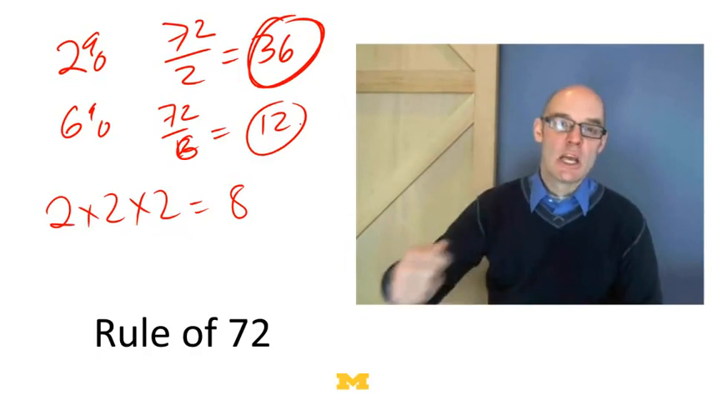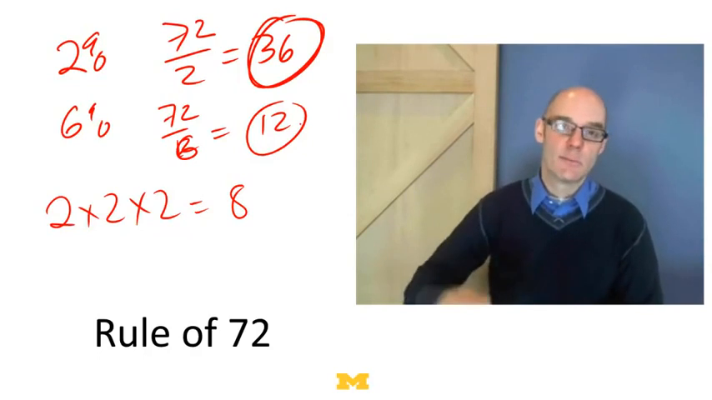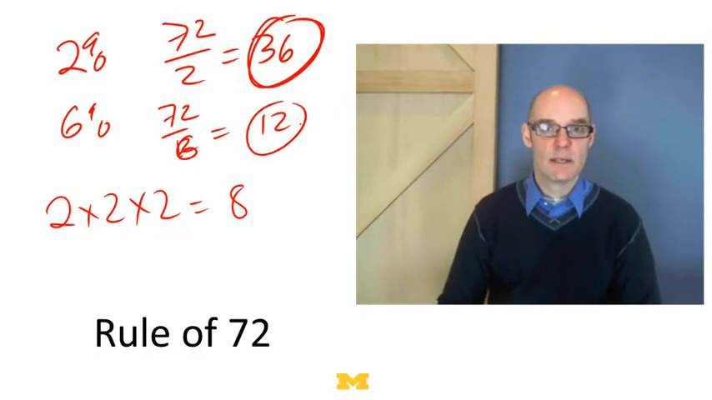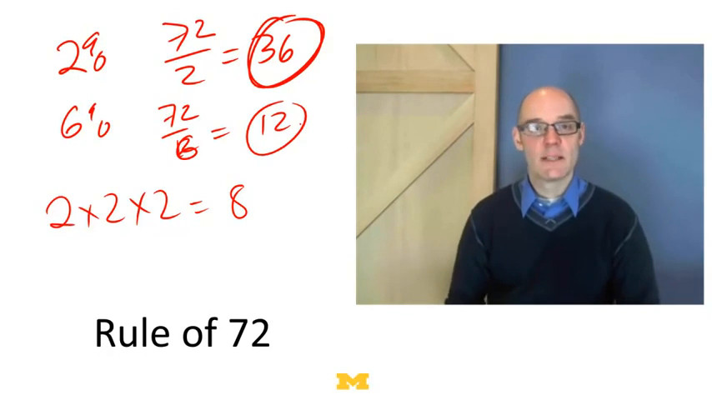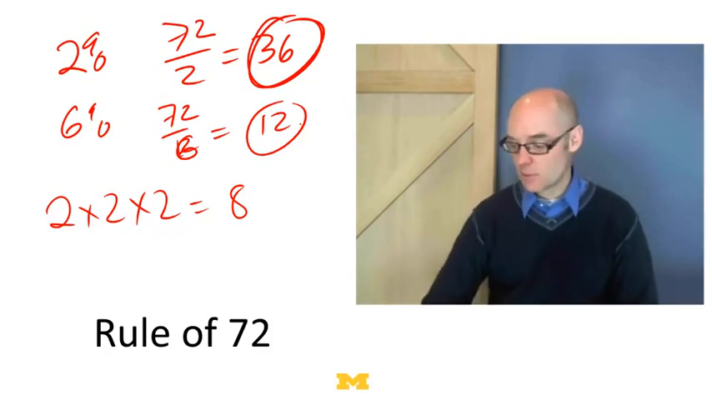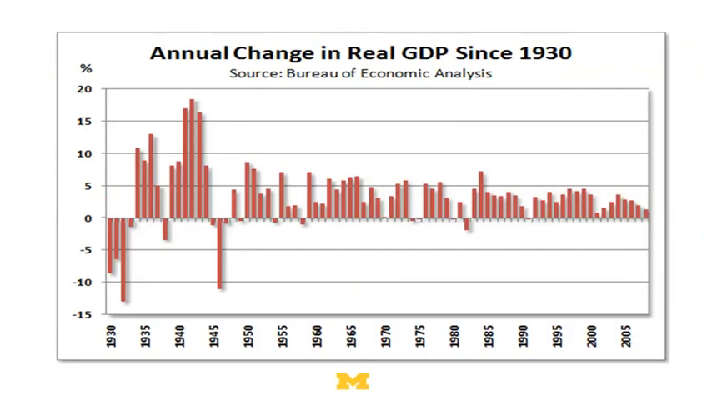So it means that every 12 years, your country's going to double its well-being, its GDP. Whereas in the first case, at 2%, it's going to take 36 years. That's why people focus so much on growth rates, and that's why we want to look at models that explain where growth comes from. Let's go back and look at the United States.